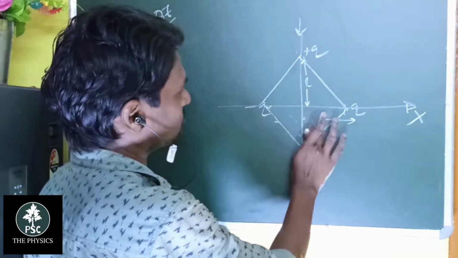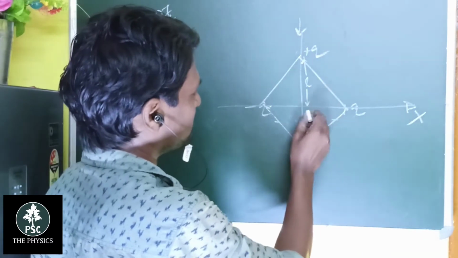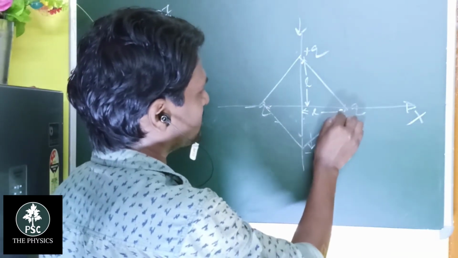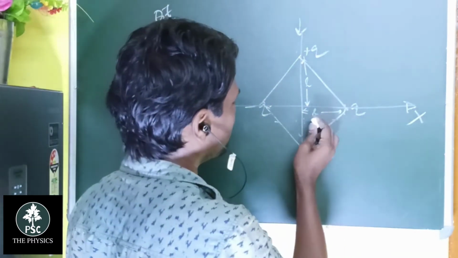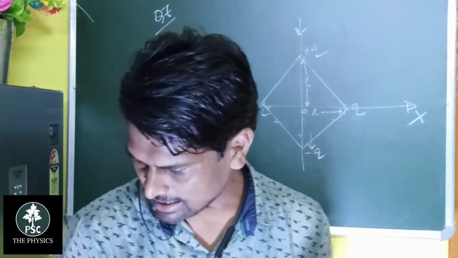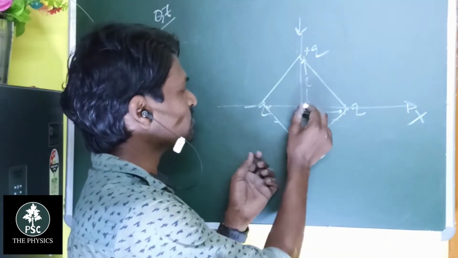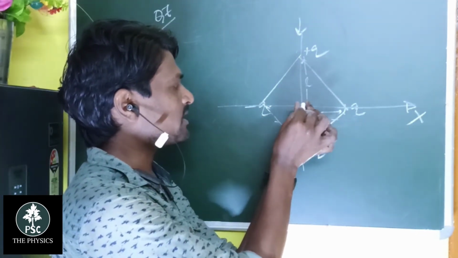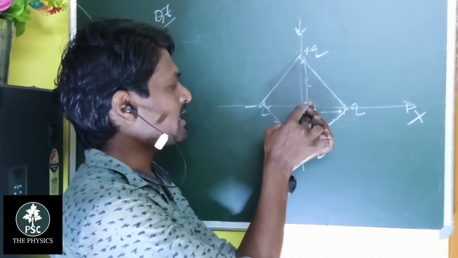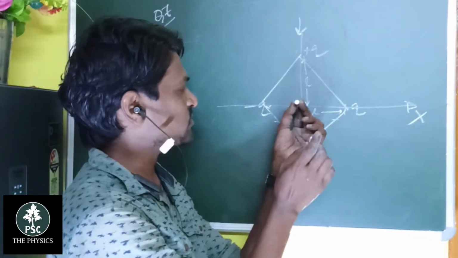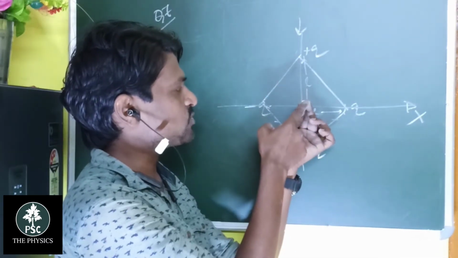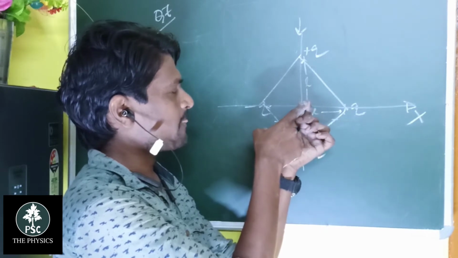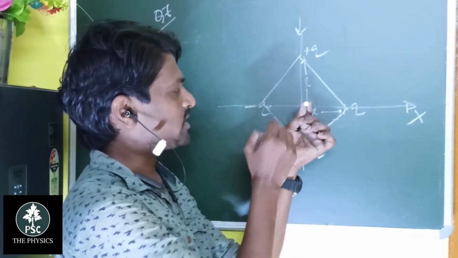This is a square, students, and you have to calculate at a symmetric point. Suppose you take a point here, then the length of this chalk is x. So this is the distance x, and you have to calculate the electric field at that point.